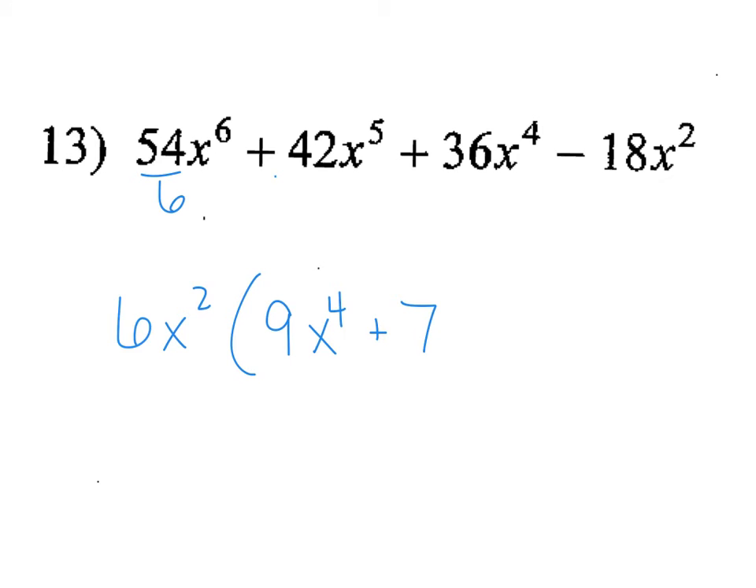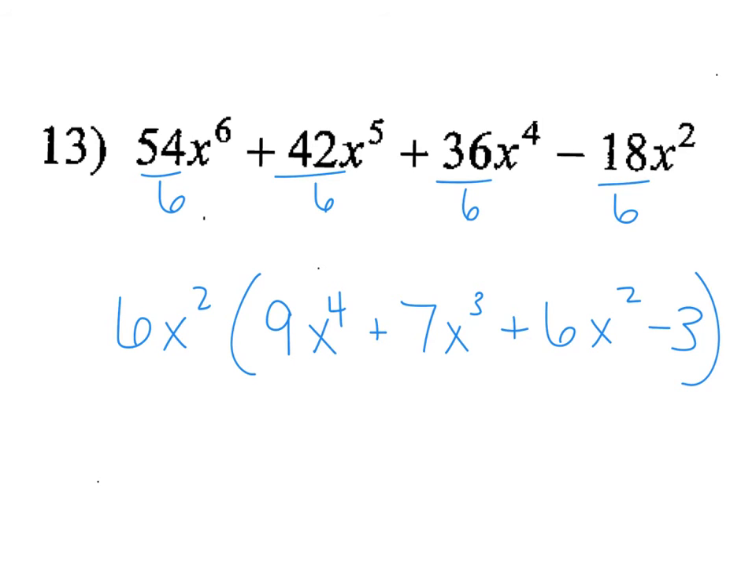Again, remember, I'm just dividing everything here by 6. So 7. 5 x's, I've pulled 2 out, which means I have 3 left over. 36 divided by 6 is 6. I've pulled out 2 x's, so I have 2 left over. And then negative 18 divided by 6 is negative 3, but both the x's got pulled out, so there's none left there.